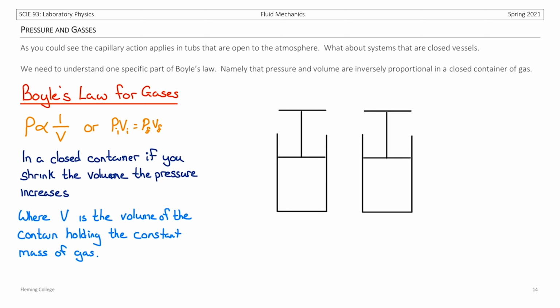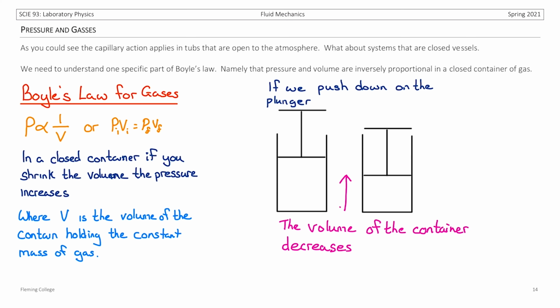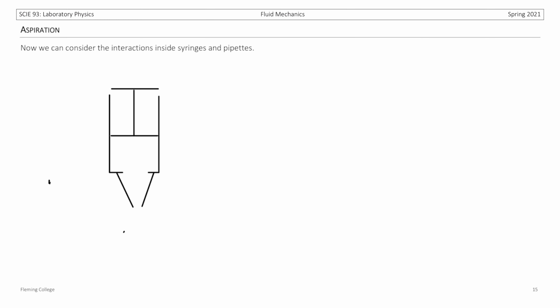Let's look at a plunger. If we take a plunger that has one set pressure for a volume, and then we push down on the plunger, the volume of the container decreases, but the pressure in the cylinder will increase. So pressure 2 will be greater than pressure 1 here. Syringes and pipettes take advantage of this through aspiration.